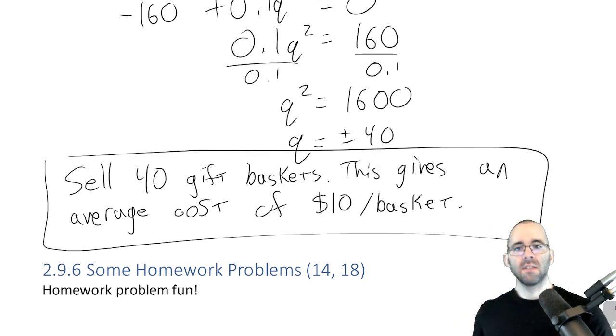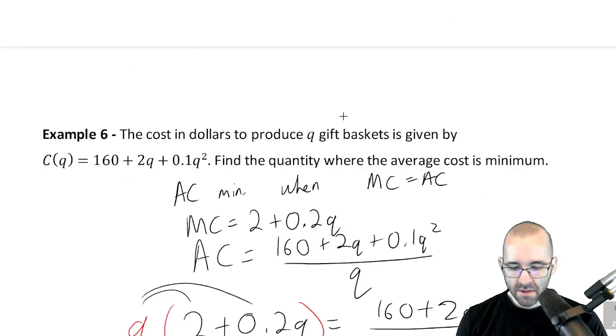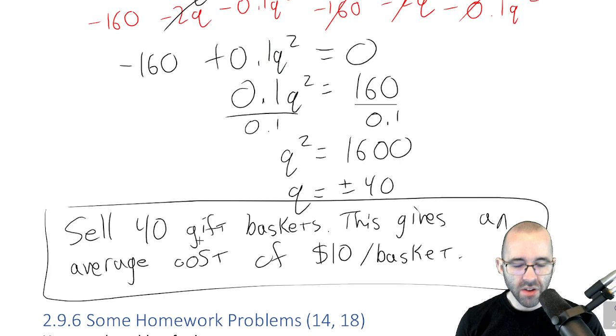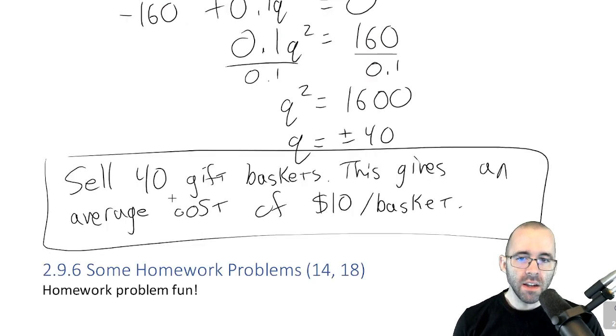Does this make sense? Doesn't sound like we're selling very much. Maybe we're a small business. Maybe we sell a lot of other things. Yeah, selling 40 gift baskets will give us an average cost of $10 per basket. Okay.